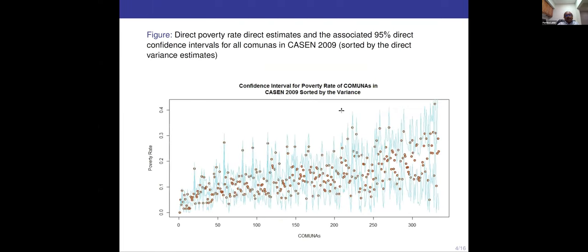Here is a graph of the confidence intervals of direct methods. And on the right hand side, you have small comunas, and you can see the length of the intervals is quite large. And so it may not give you a lot of information when you have a large confidence interval length. So it is better to develop some technique which will reduce the length of the confidence interval.